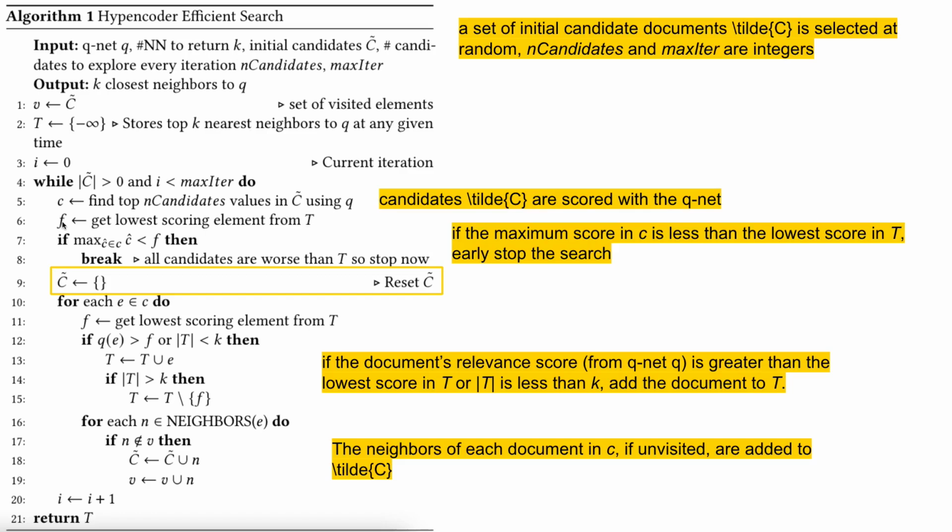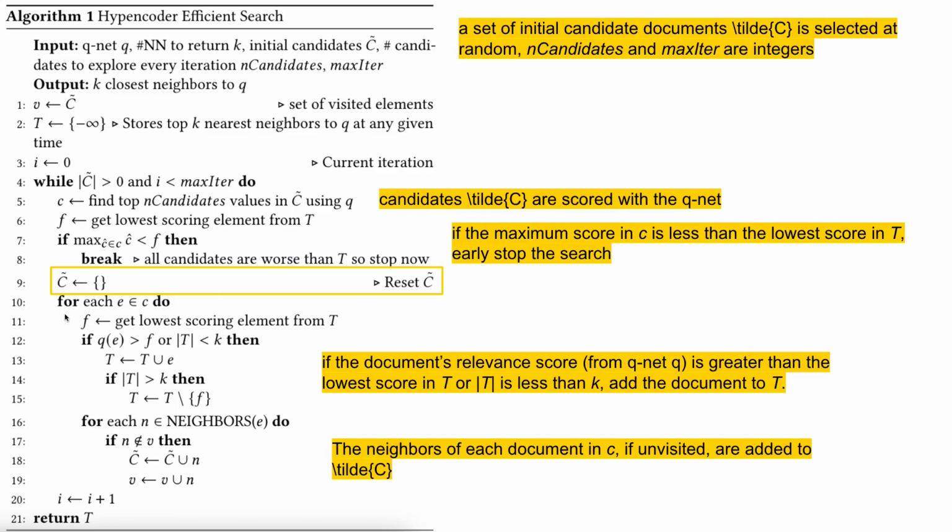And then for f, it's a variable that stores the lowest scoring element from T, which starts out set with negative infinity. And then this first break opportunity, line 7 and 8, if the maximum score in our lowercase c set of documents is less than f, then we're going to break this loop. So if the maximum score in C is less than the lowest score in T, we're going to early stop the search. So this is what they call early stopping. If not, we keep going.